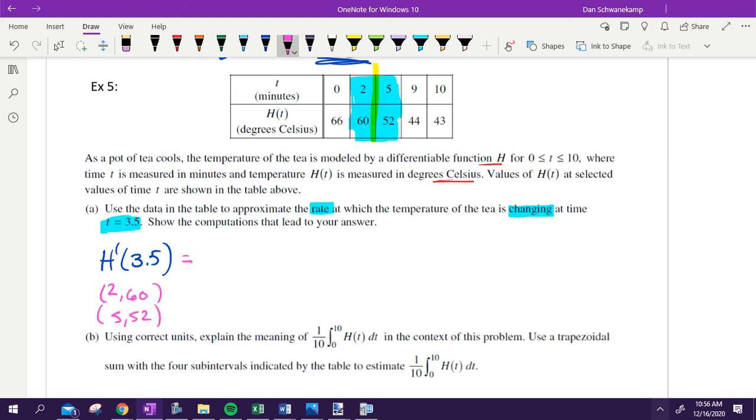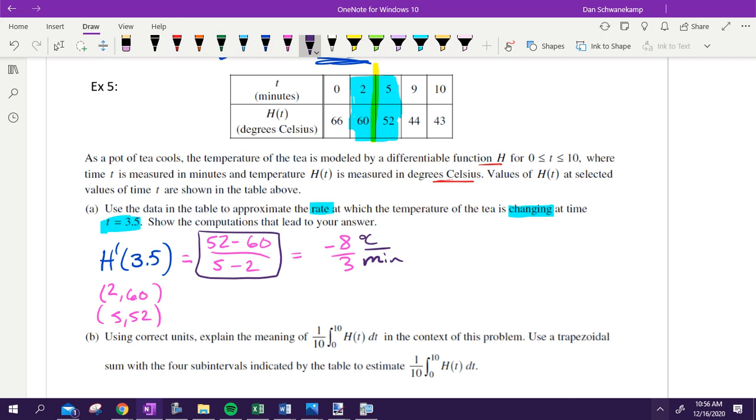He found the average rate of change. So y sub 2 minus y sub 1 over x sub 2 minus x sub 1. We get negative 8 over 3. What would my units be there? What is that 52 and 60 represented in this thing? That is degrees Celsius, and the 3 represents minutes. It is degrees Celsius per minute. Boom, that is my answer. Show the computations. That just means do this. If you showed that, you're good.